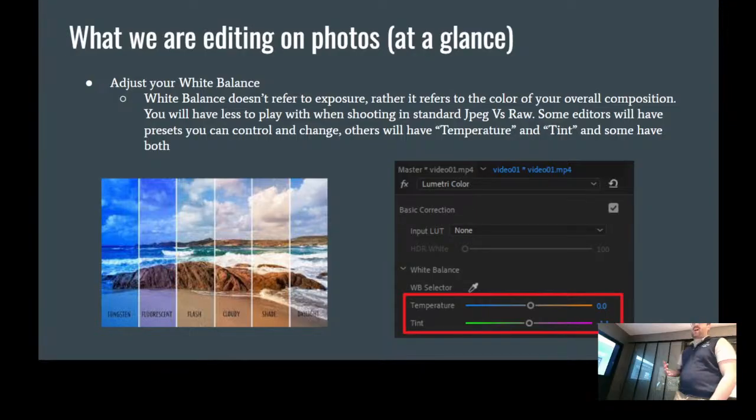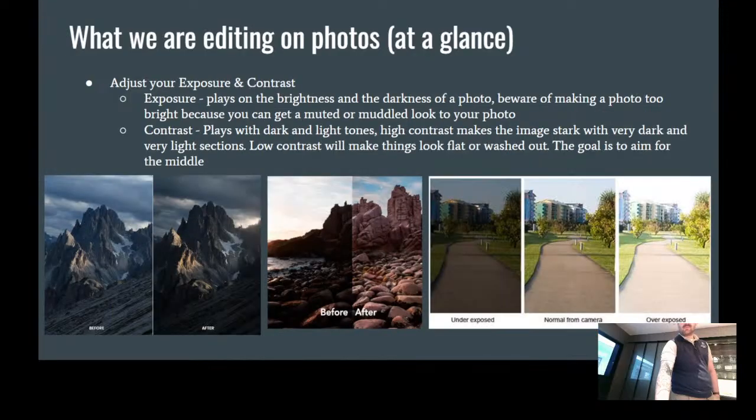When you're using a RAW file, it has a higher color bit versus JPEG, meaning things that involve color will have much greater effect when you're editing a RAW versus that JPEG. Some editors will have presets you can control and change, others will have temperature and tint, and some will have a combination of both. So now, again, white balance affects the whites of the color. White naturally affects almost all colors on a canvas, in a photo.